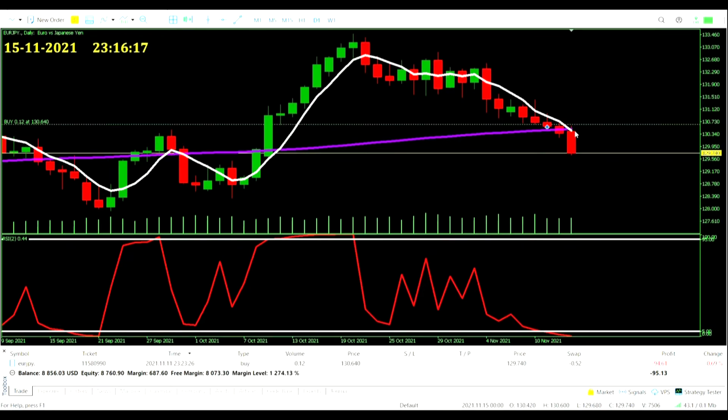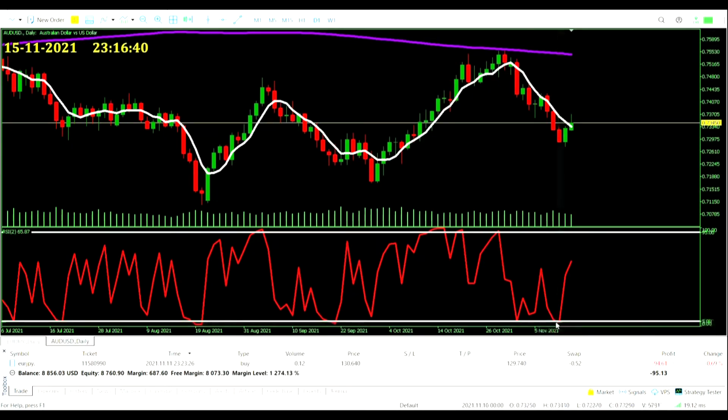Hey ho, maybe there's some other trades out there waiting for us. Australian dollar, US dollar, a couple of days ago the RSI was down at 3.98. You couldn't get into that because you were filtered out by the 200 average.